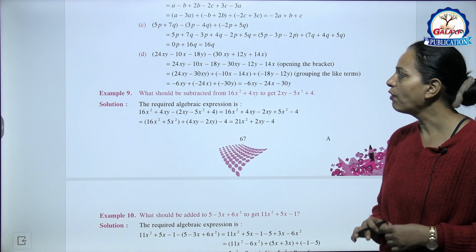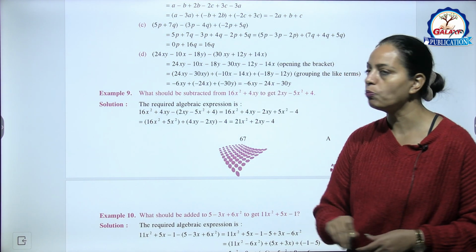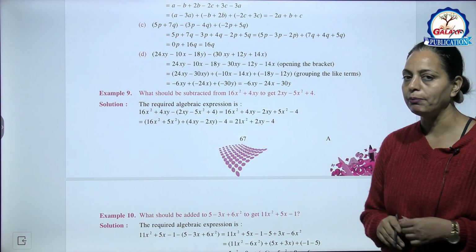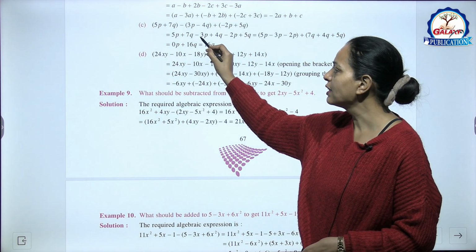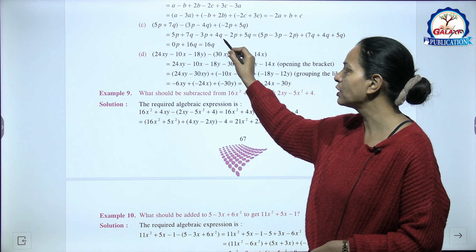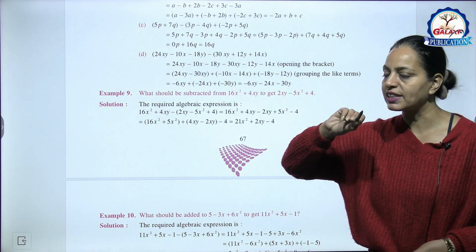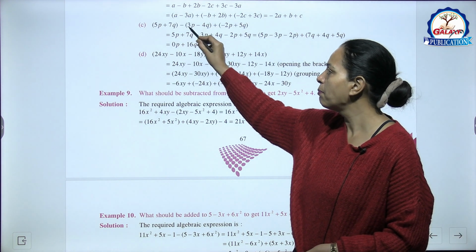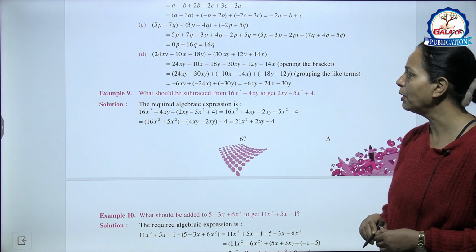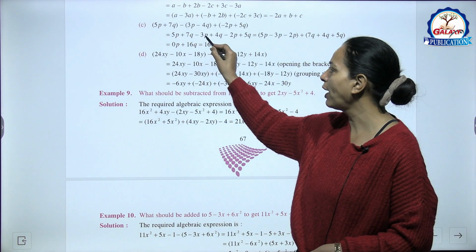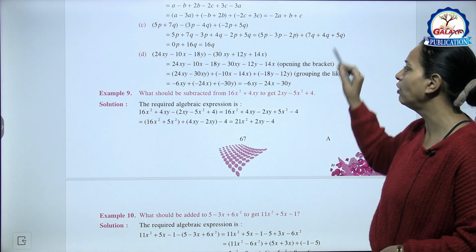Now C part, 5p plus 7q minus bracket 3p minus 4q plus bracket minus 2p plus 5q. Now combine pp, qq like this. So here 5p plus 7q minus 3p plus 4q, because minus is here before the bracket, so we have to change the sign of the terms. So this becomes minus 3p plus 4q and this one as it is. Now combine pp. So what will you get? 5p minus 3p minus 2p plus 7q plus 4q plus 5q.